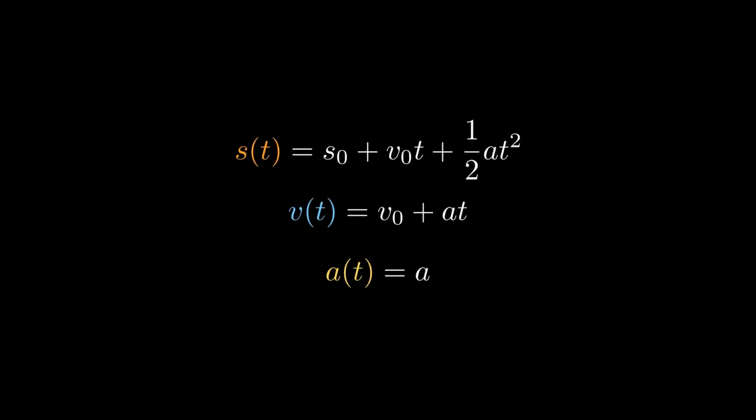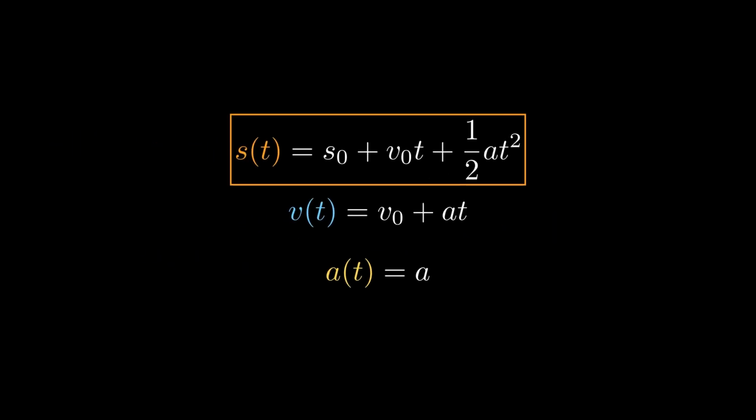This is a simple example of how, starting from one piece of information, the position, we are able to obtain two others, velocity and acceleration. And all of this by computing a derivative.